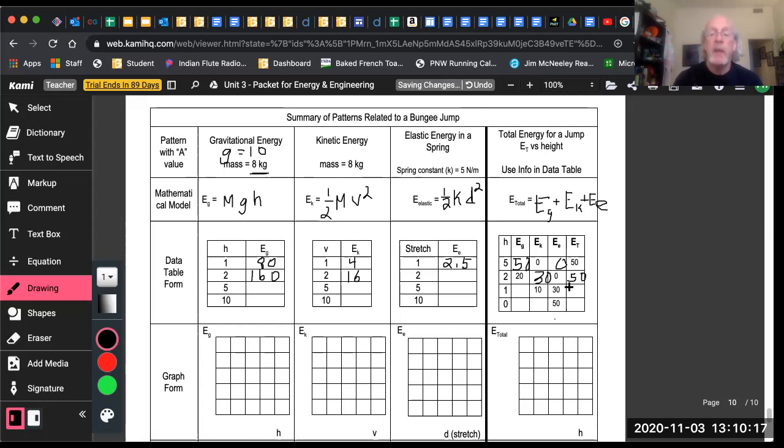And I can do the same thing here. I know this has to be 50 because the amount of energy cannot change. And so if that's 10 on kinetic, 30 on elastic, this one must be 10 joules, because 10 plus 10 plus 30 is 50. I'm basing this all on conservation of energy, that this one has to be 50. And if this one plus kinetic plus elastic is the total, then these two must be 0.